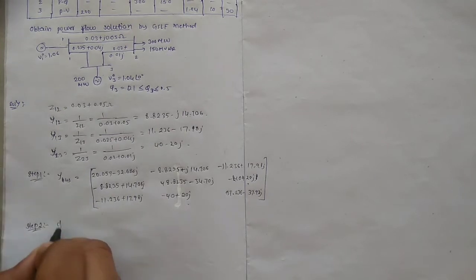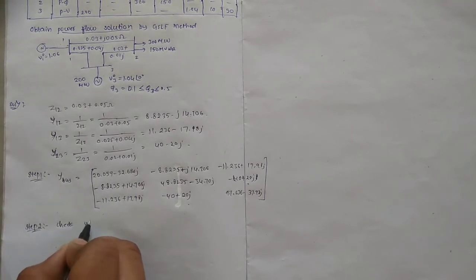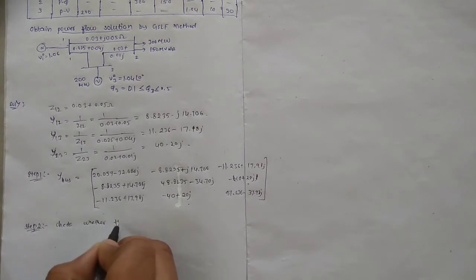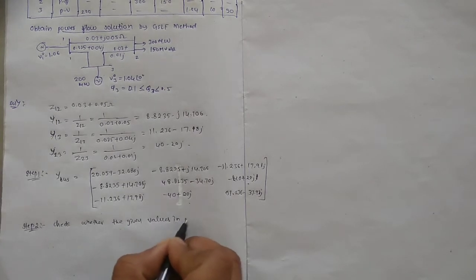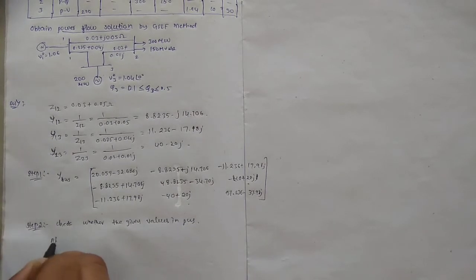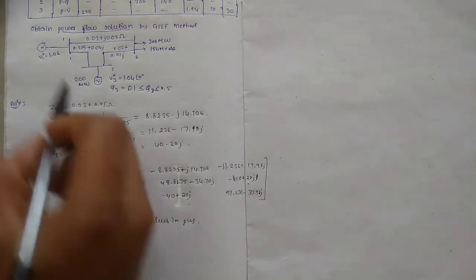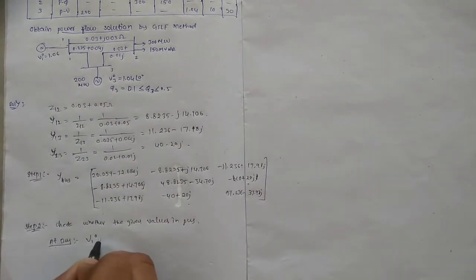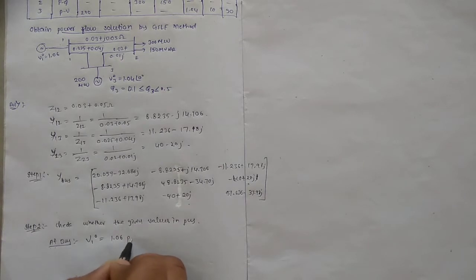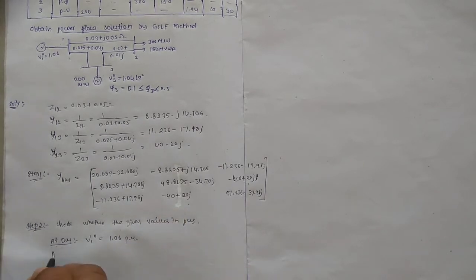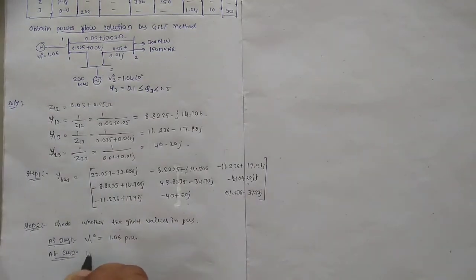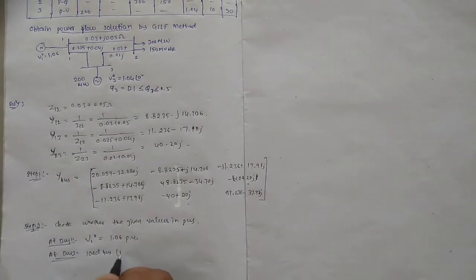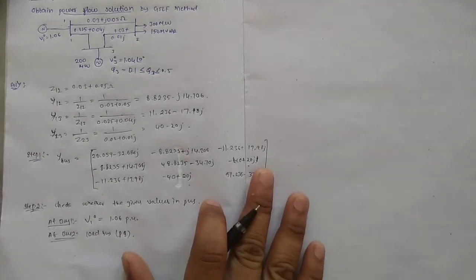Second step is to check whether the given system values are in PU. At bus 1, that is the slack bus, V1 angle 0 is equal to 1.06, which is in PU. And at bus 2, what is bus 2? Bus 2 is a load bus, with no generator connection. Load bus means PQ bus.